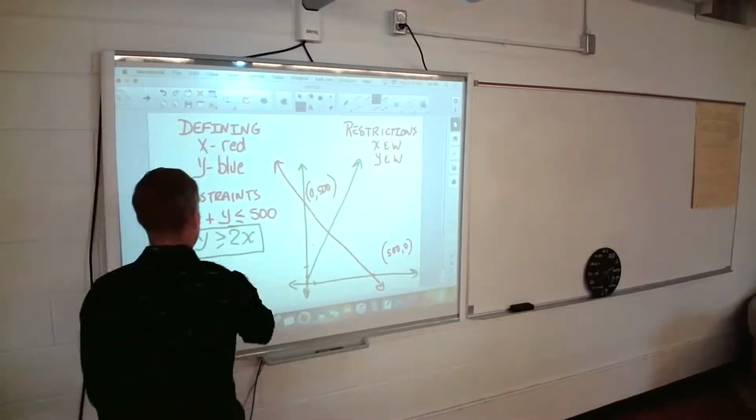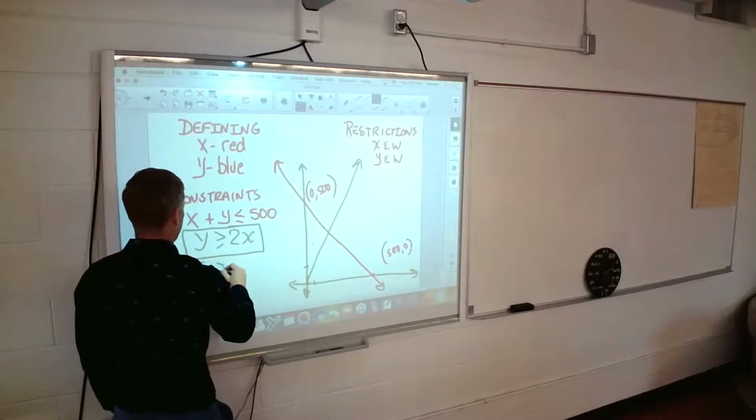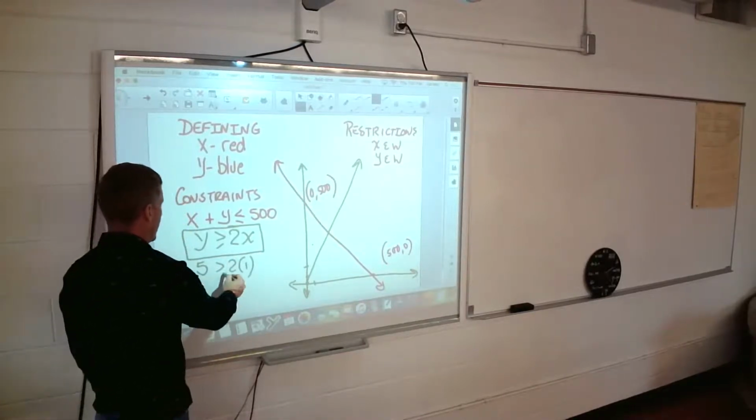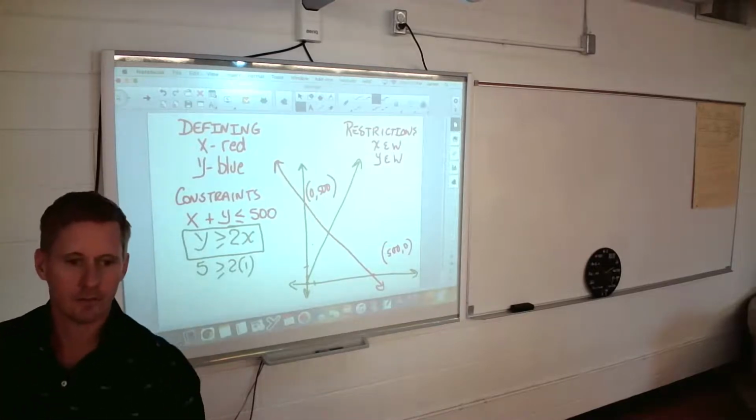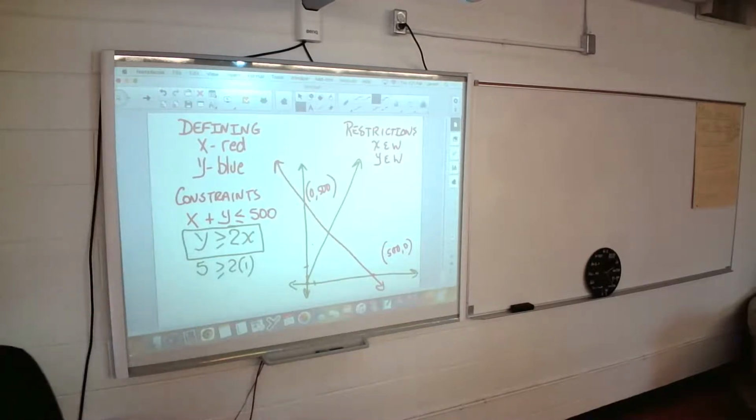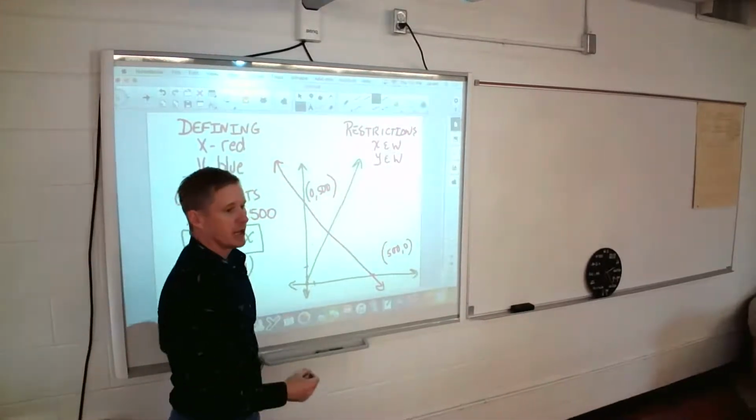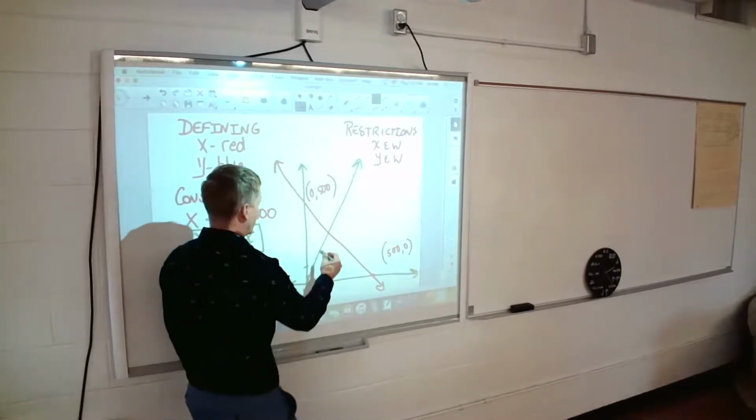So I'm going to put this in. Y is 5, 2 times 1. Is 5 greater than or equal to 2? Yeah. So this dot right here is in my shaded region. So let's show that.